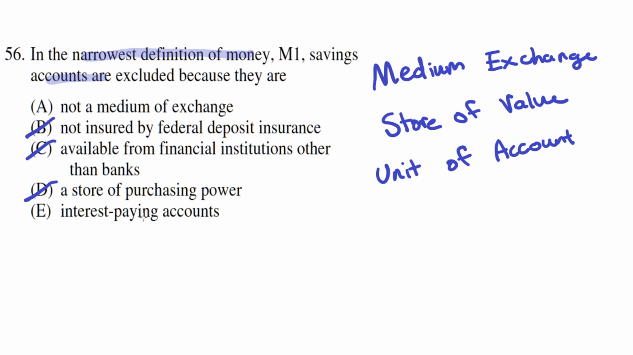E. Interest-paying accounts. This is incorrect because the fact that savings accounts are interest-paying accounts doesn't exclude them from being part of the M1 money supply. So E can be eliminated, and therefore the correct answer is A.